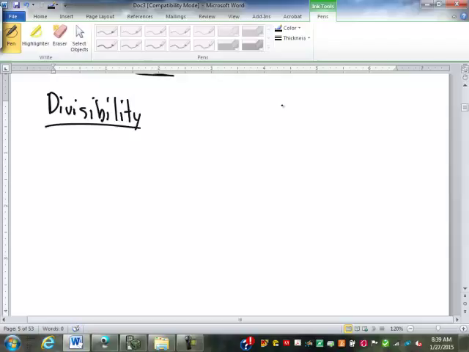What divisibility means, or what being divisible means, is that one number will divide into another without a remainder. So if we say that 16 is divisible by 2, 16 divided by 2 is 8. There is no remainder, no decimal, no fraction involved. It divides out to be a whole number.